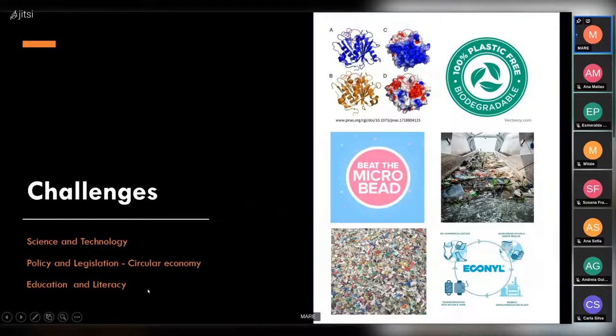So we can design new molecules, new enzymes, with the capability of degrading all plastics faster. We can develop biodegradable plastic that has the properties that we need, but sometimes the properties are not those that we need. There are campaigns against microbeads in cosmetics, and there are lots of removal actions in the oceans, in rivers, and beach cleanups.